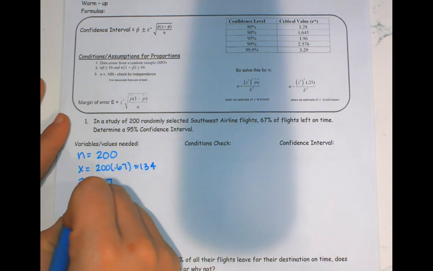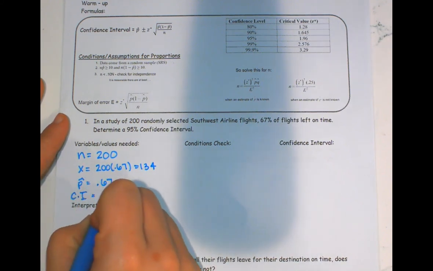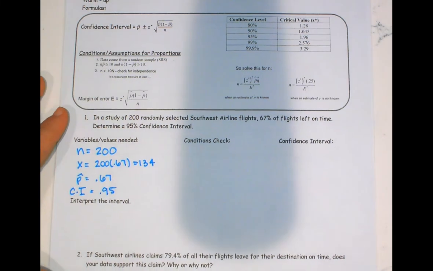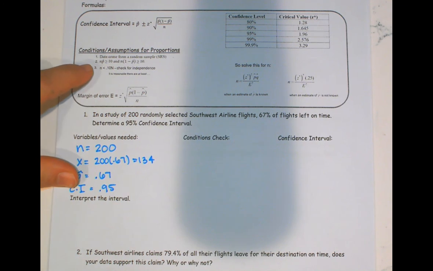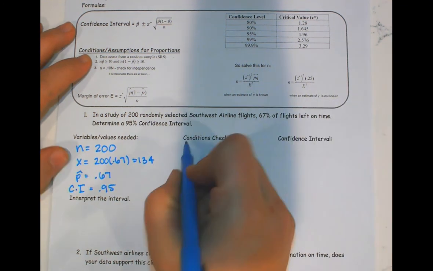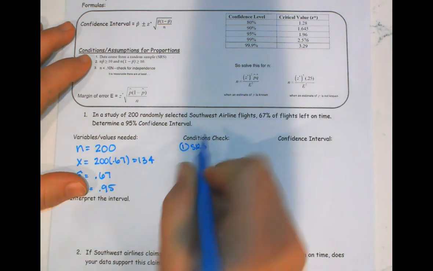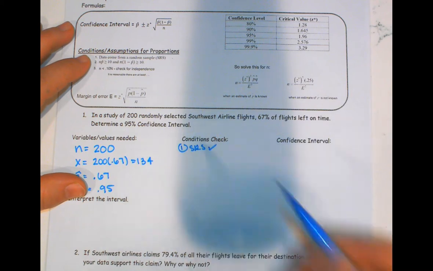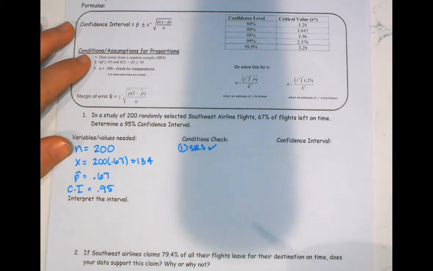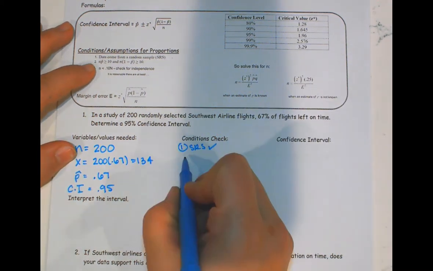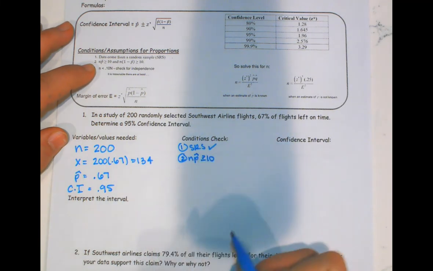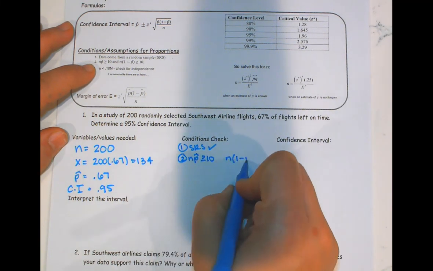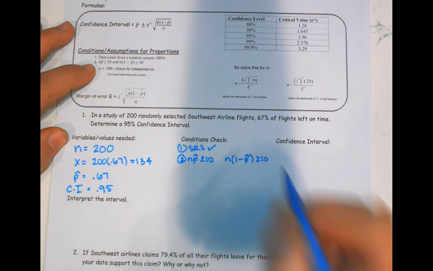And then we're looking for a 95% confidence interval. That's all the information that we'll need to be able to run our confidence interval. Then we need to check these three conditions. First, is it a simple random sample? It says that they were randomly selected, so we're going to assume that's a simple random sample. Then we need to check that N times P is greater than or equal to 10, and that N times 1 minus P is greater than or equal to 10.